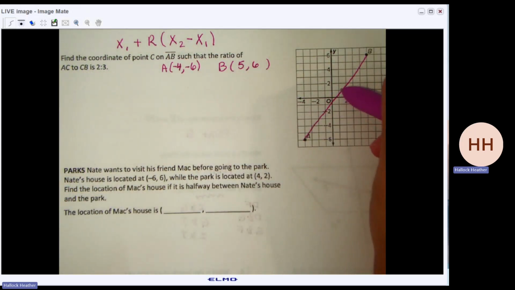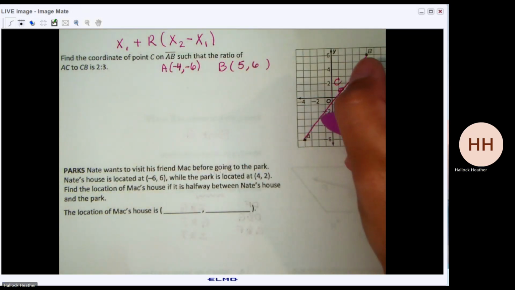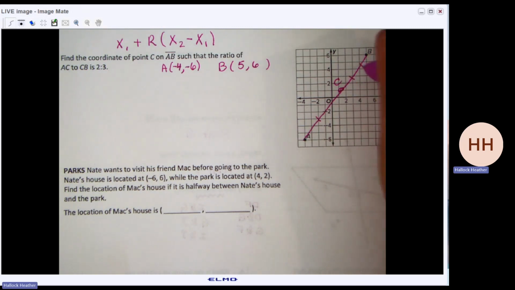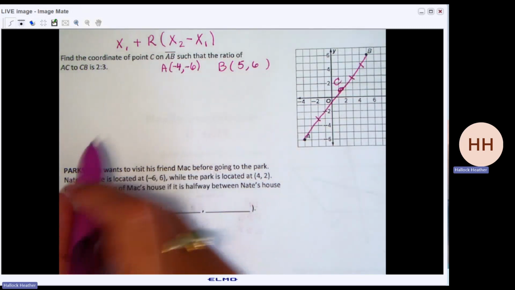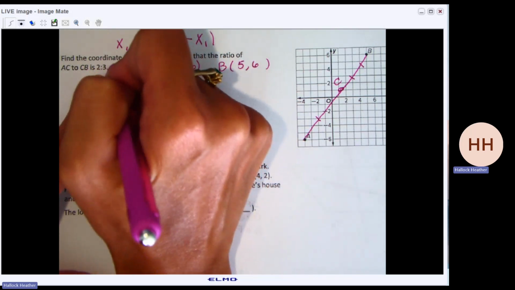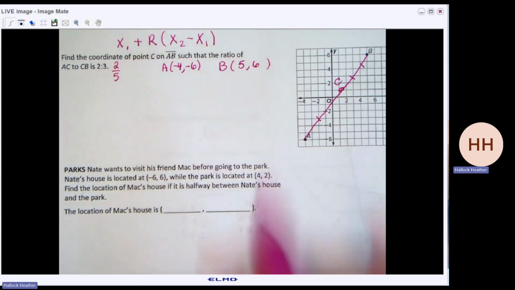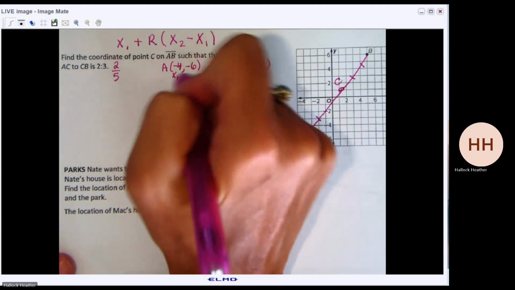So C is somewhere on here. I don't know where. I'm going to find it. I need a ratio of 2 to 3. So if I split that 1, 2, 1, 2, 3, there's a total of 5 pieces. So I'm going to rewrite this as a fraction. 2 to 3 is really 2 over 5 as my R. So I'm going to label this X1, Y1, X2, Y2.